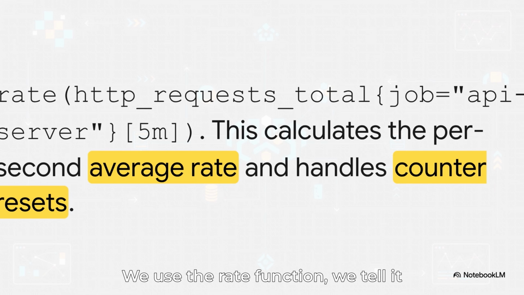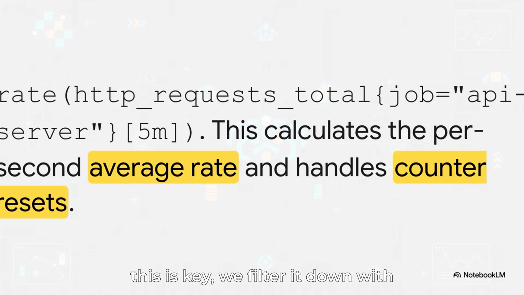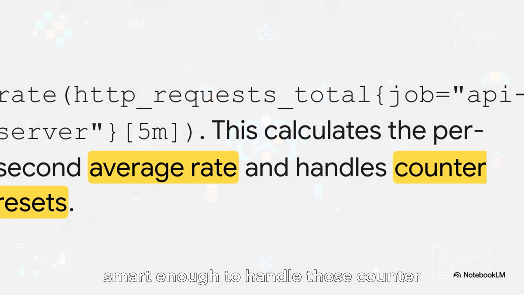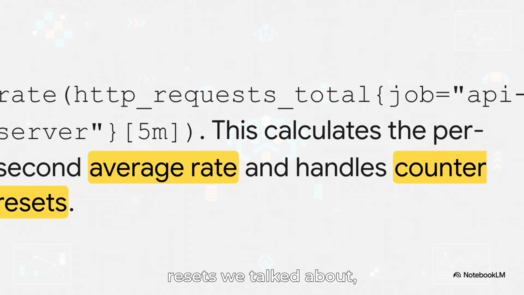We use the rate function, we tell it to look at our HTTP requests total metric, then, and this is key, we filter it down with a label selector, job equals API server, and tell it to look over the last 5 minutes of data. The beautiful part is that rate is smart enough to handle those counter resets we talked about, giving you a nice clean requests per second value.